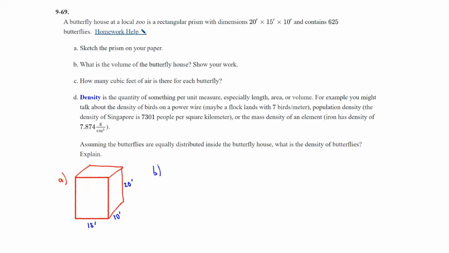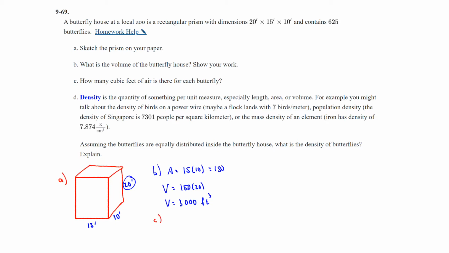B, what is the volume of the butterfly house? So we want to find the base of the prism, which would be 15. The area of the base would be 15 times 10, so that's going to give us 150. And then to find the volume, we're going to take the base, and since there's 20 levels of that, we can take the 150 times the 20 levels, and that will give us a volume of 3,000 feet, but it'll be cubic feet.